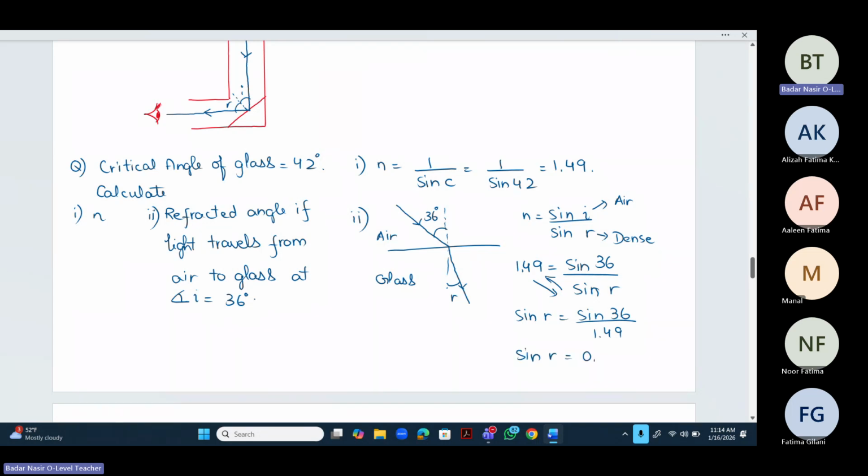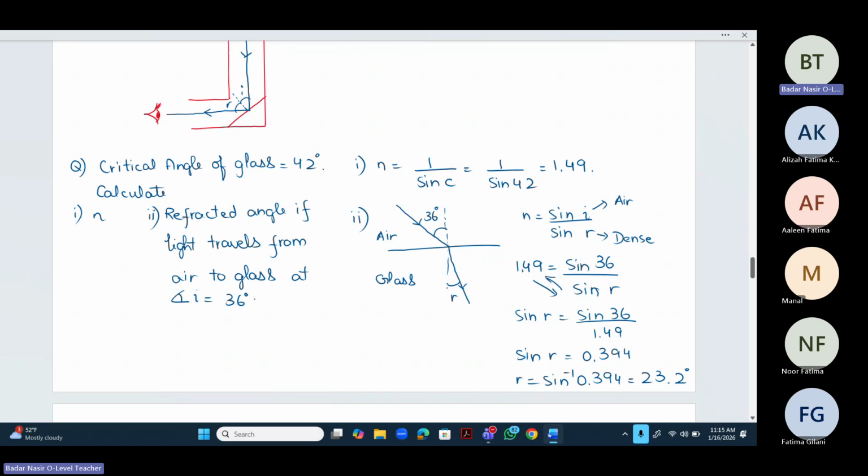Now when you shift sine to the other side, we take sine inverse. So we will take sine inverse of 0.394. Once you take sine inverse of 0.394, you will get 23.2 degrees. So this is going to be the refracted angle.